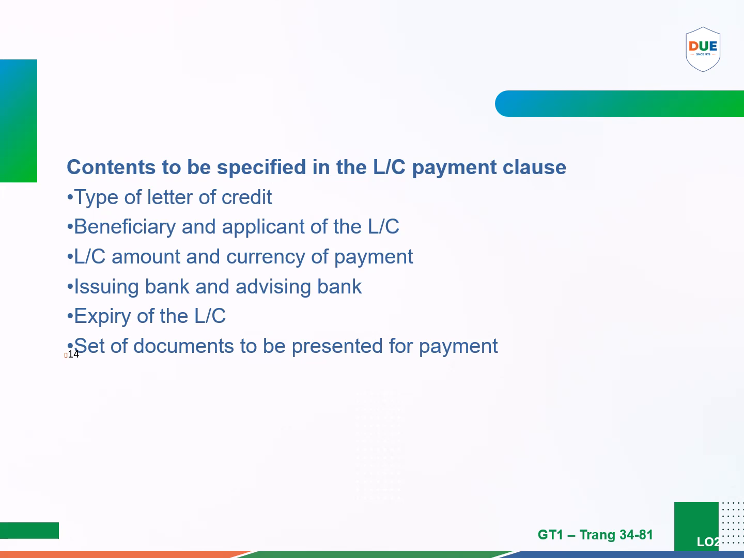Finally, the set of documents to be presented for payment must be specified. The contract should list all required documents, such as commercial invoice, bill of lading, insurance documents, packing list, certificate of origin, etc. This is particularly important because the bank pays solely based on documents, not on the actual goods.